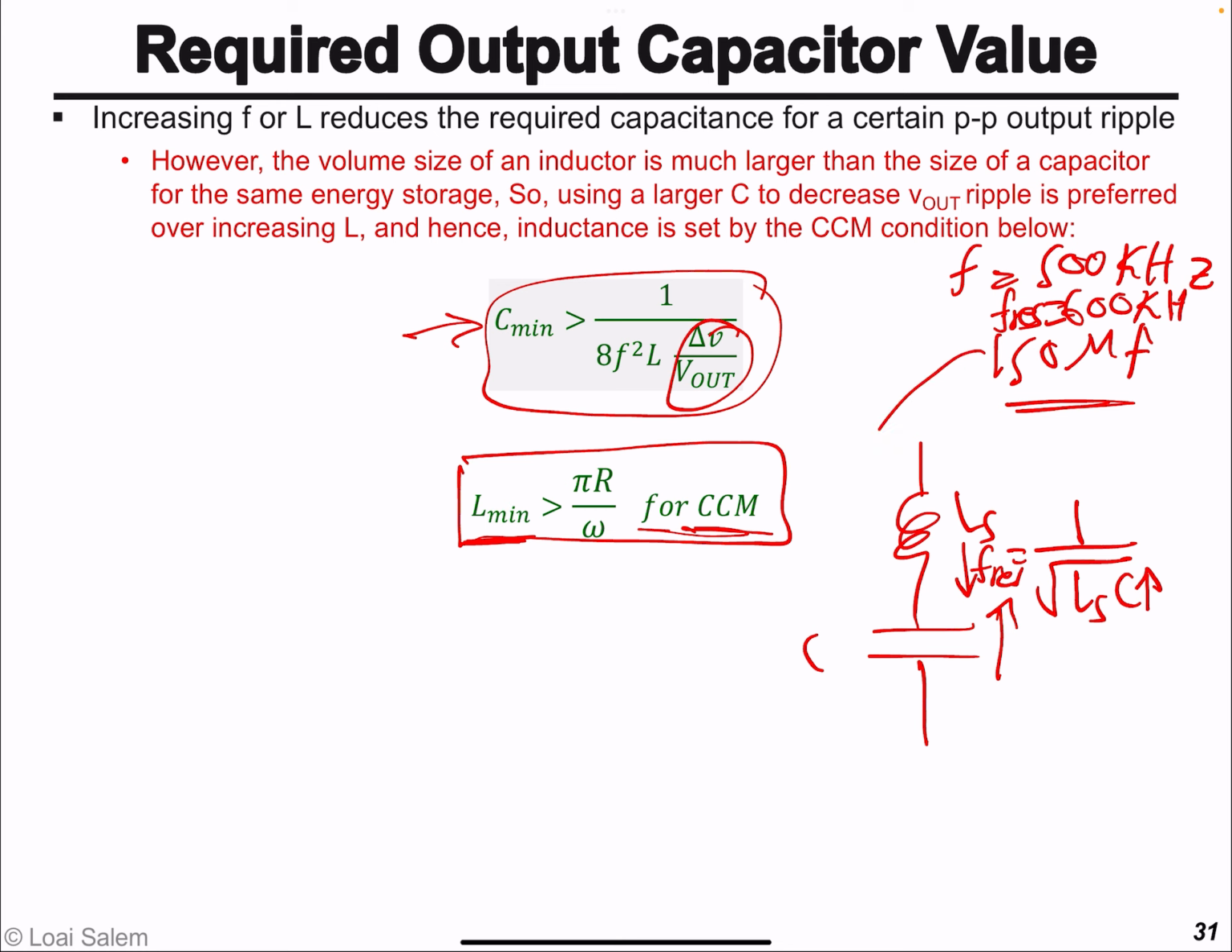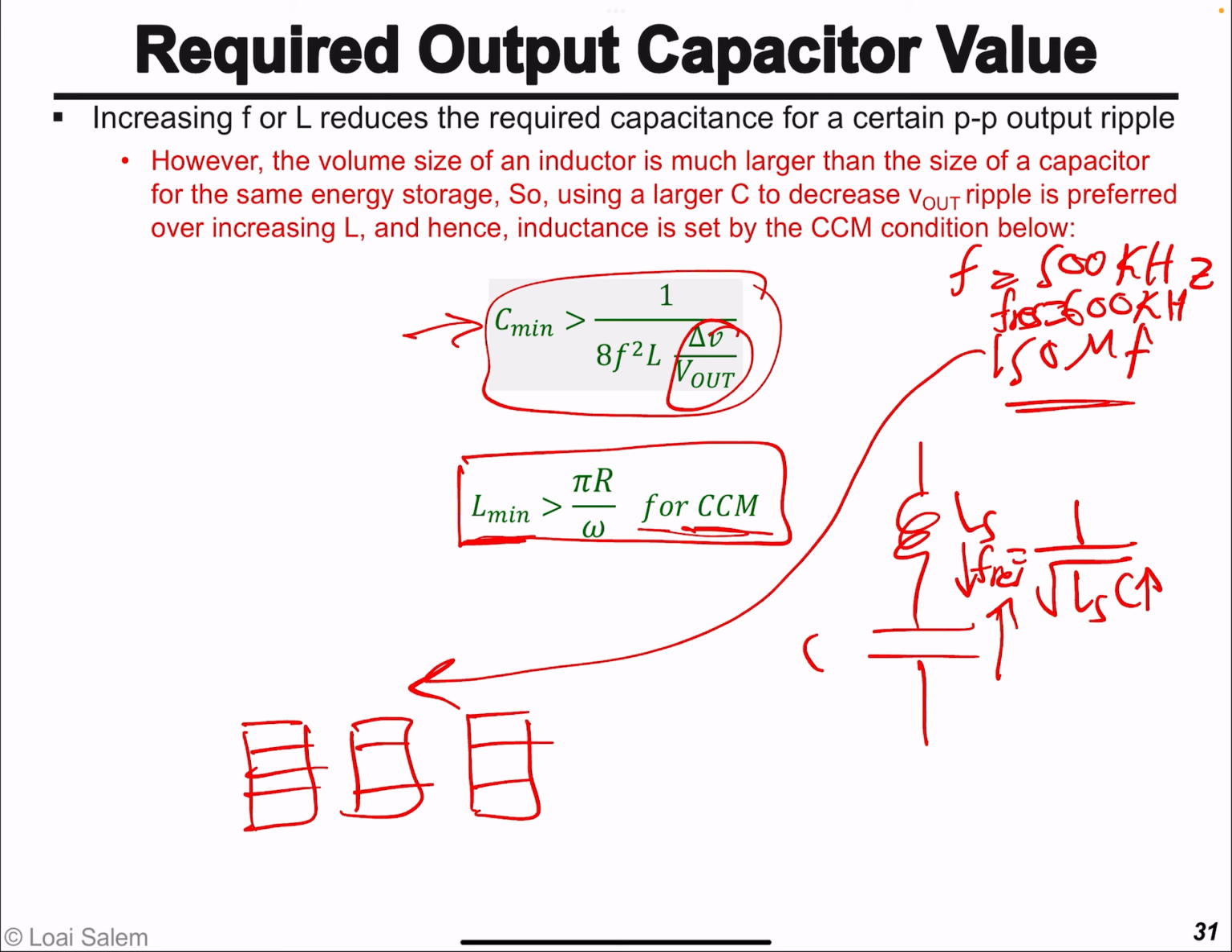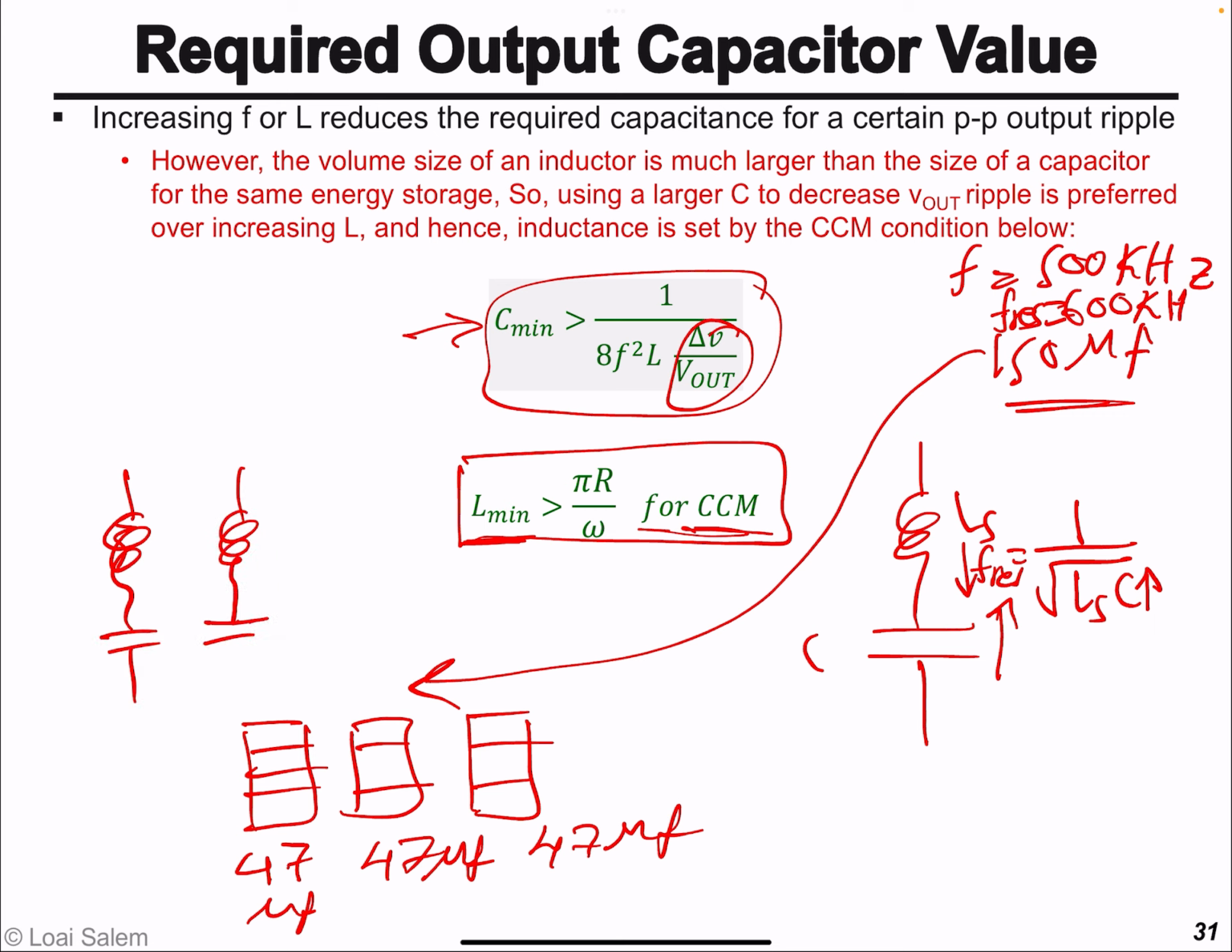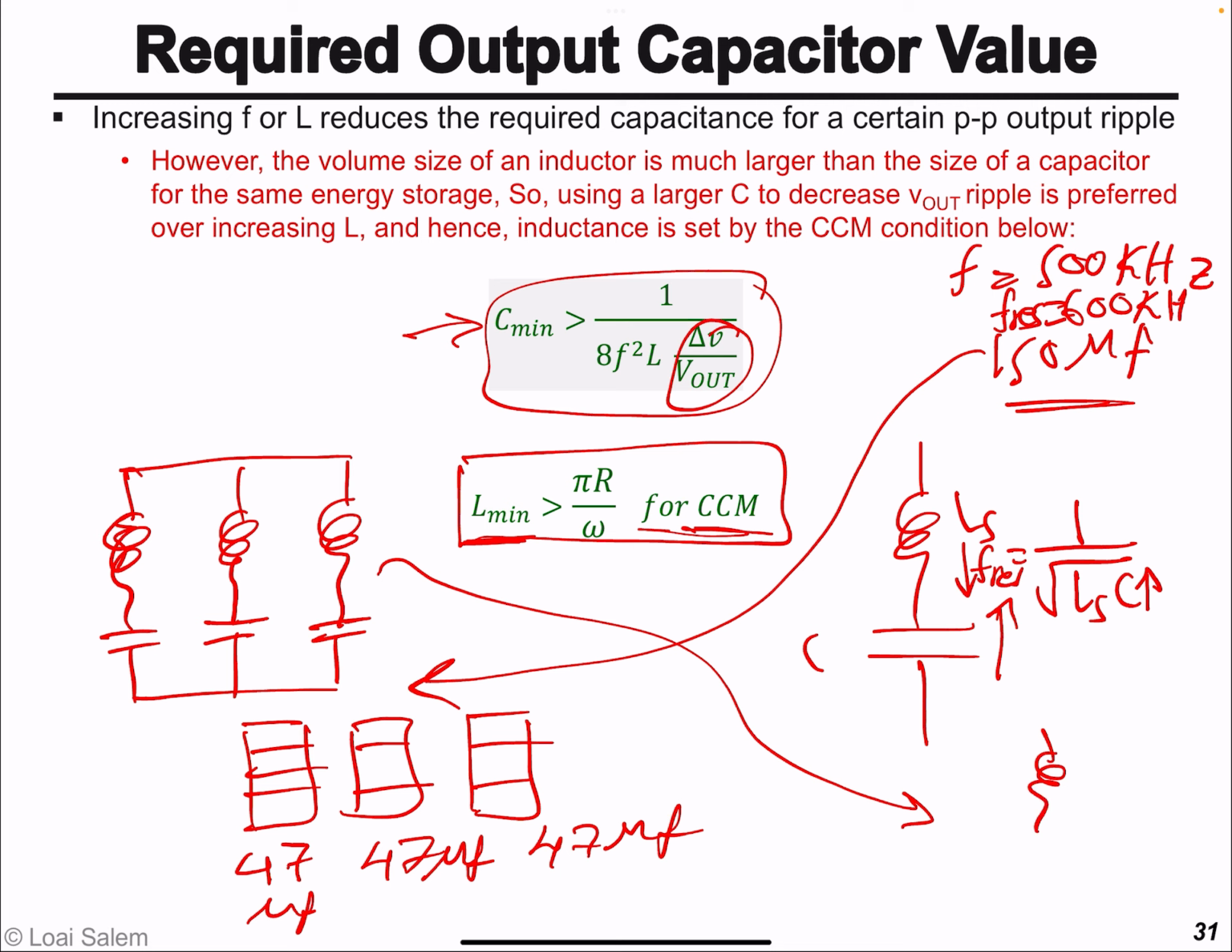So what we do in this case, instead of implementing the 150 microfarad using a single capacitor, we use, say, 2 capacitors in parallel, or three capacitors in parallel, each one being, say, 47 microfarads. And in this way, you will find that the equivalent inductance of each capacitor appears in parallel, and so their equivalent is just L_S over 3, and then you have the same capacitance C, the 150 or whatever, 3 times 47 microfarad.